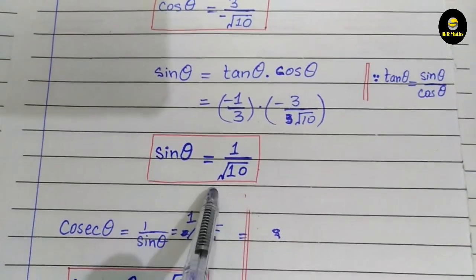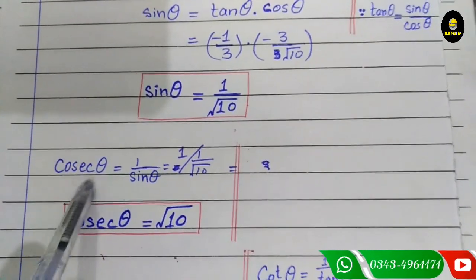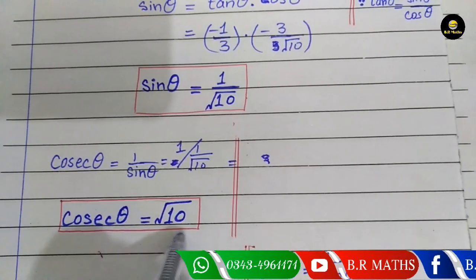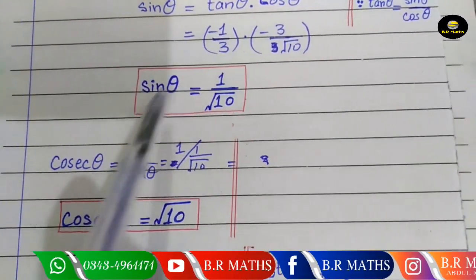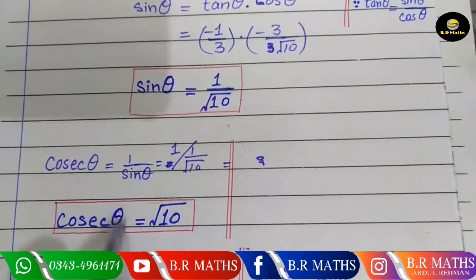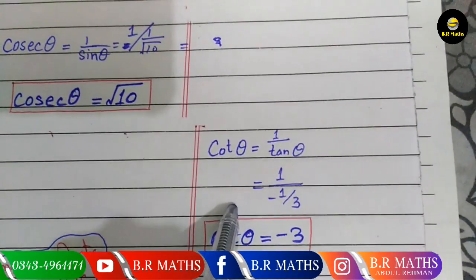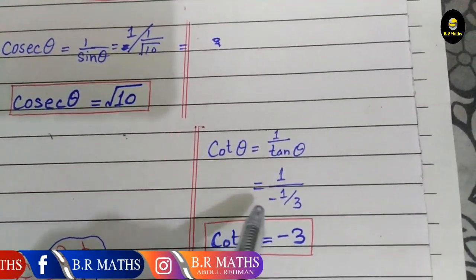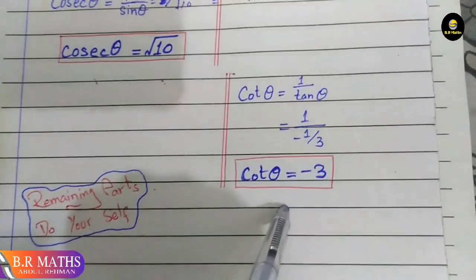After calculating sine theta, we can easily find cosecant. Cosecant is 1 over sine. Put the values and cosecant becomes square root 10 because this is a reciprocal. And see student, the values of sine theta and cosecant are positive because the angle theta lies in the second quadrant. And the last value is cotangent. Cotangent is the reciprocal of tan and the value of tan is minus 1 by 3. Take the reciprocal, it becomes minus 3. So cot is minus 3.